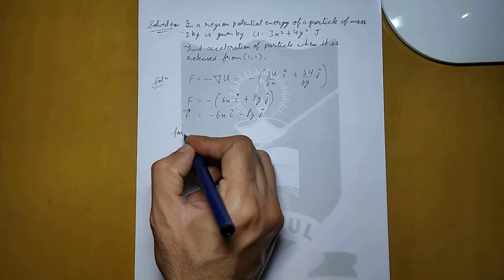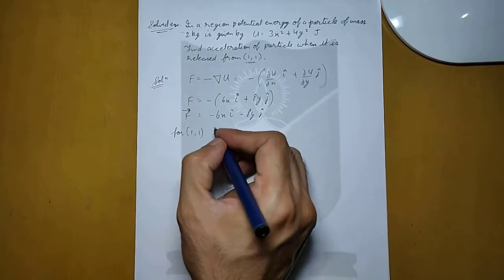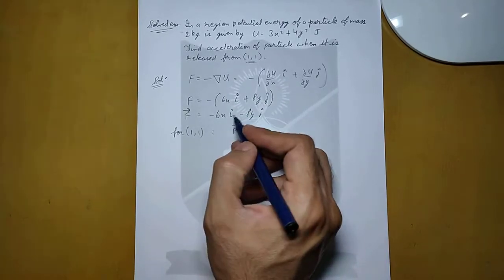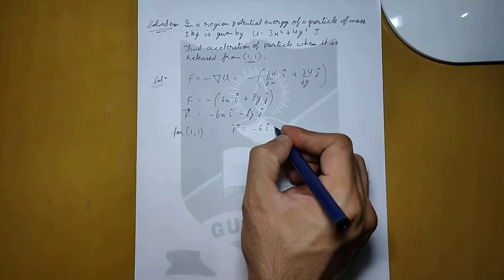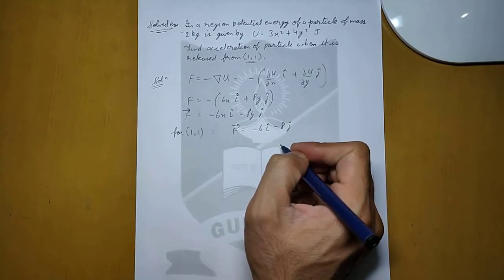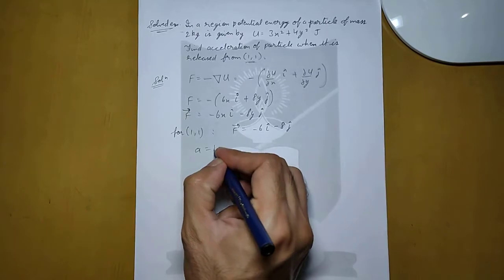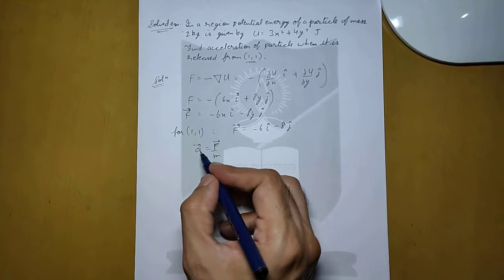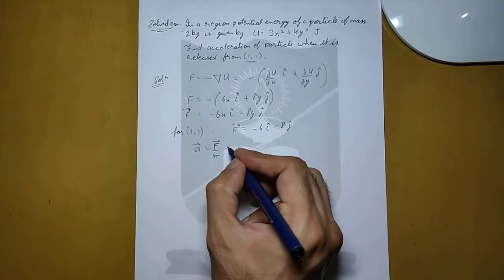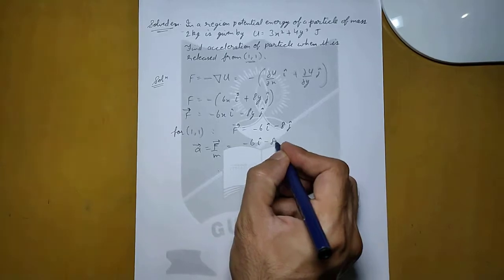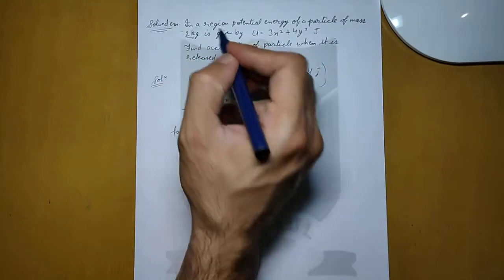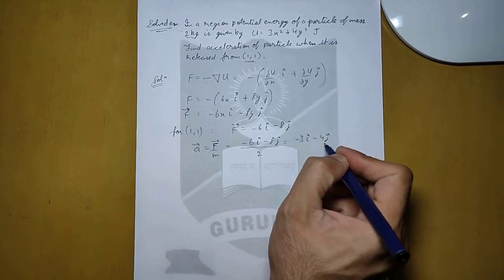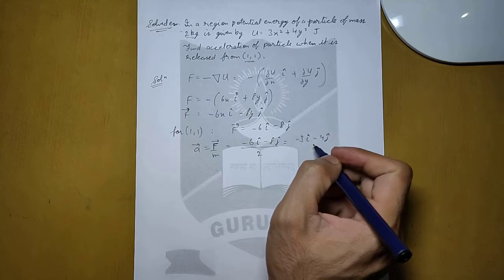Now for the coordinate (1, 1), we put 1 in place of x and y, so the force will be equal to minus 6 i cap minus 8 j cap. Acceleration equals force upon mass. Since we have vectors, acceleration will also be obtained in the form of a vector. So it will be minus 6 i cap minus 8 j cap upon the mass, which is given as 2 kg, so it will be minus 3 i cap minus 4 j cap. So this will be the acceleration vector.